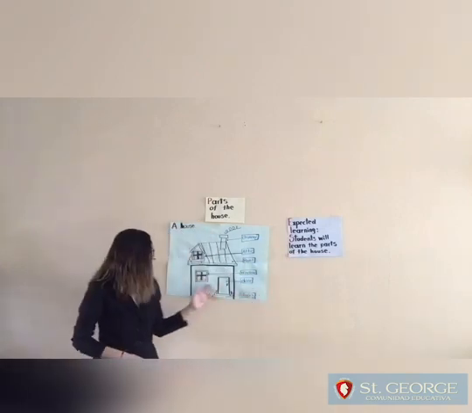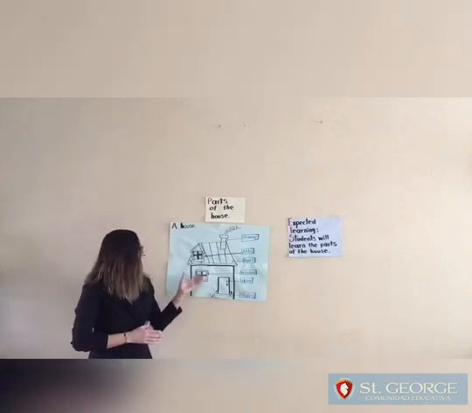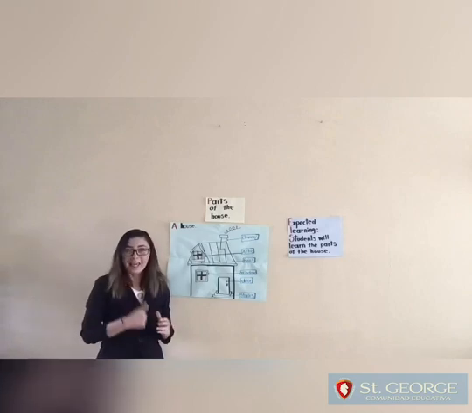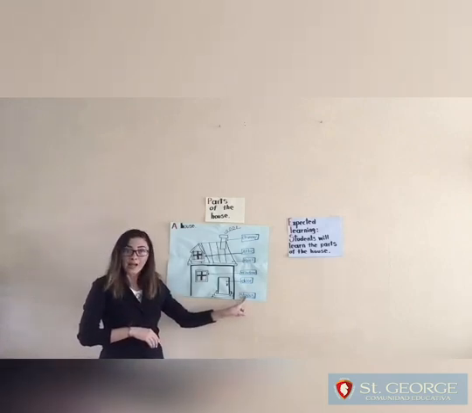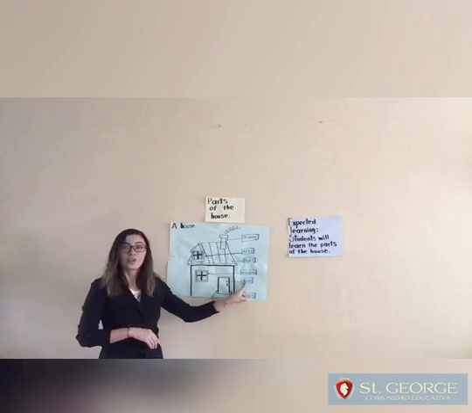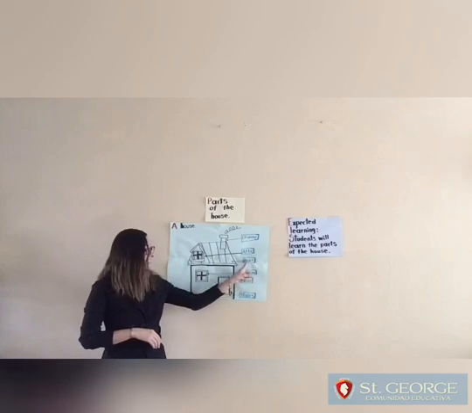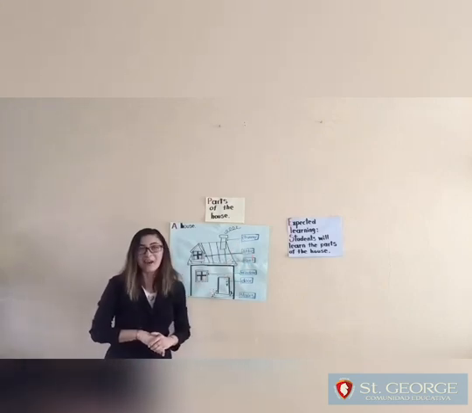Okay guys, here I have a beautiful house. And we have different parts of the house. Please help me to count, okay? Let's count. One, two, three, four, five, and six. Very good.